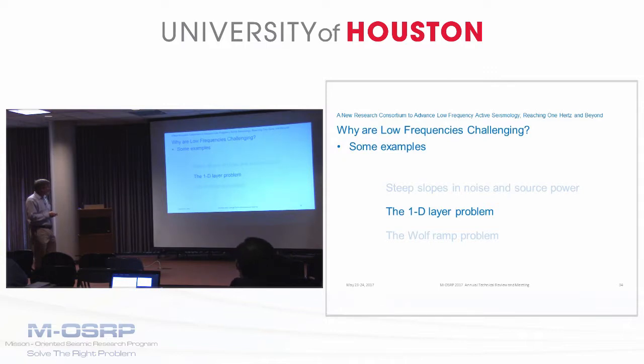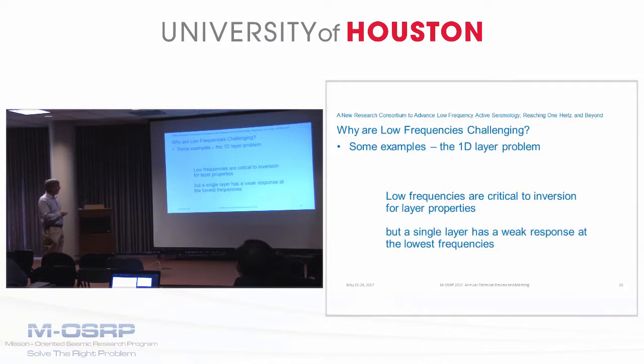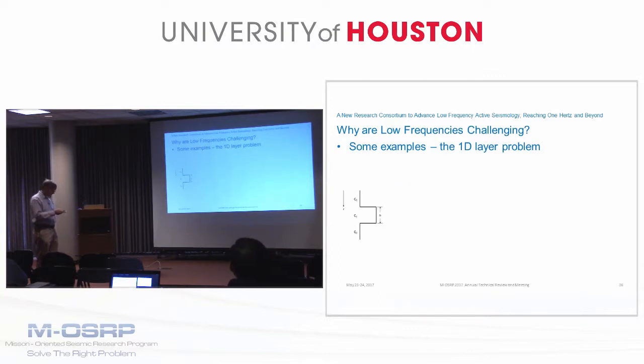Okay, so let me show another example of the response of a 1D layer at low frequencies. One thing that we know is that low frequencies are critical to inversion for layer properties. But what we're going to see here is that a single layer has a weak response at the lowest frequencies. So here's a layer in a medium with velocity c0, the layer having velocity c1 and thickness b. I'm just going to draw that layer in two-way travel time in order to make it easier to relate to our measurement frequencies. And so now the two-way travel time is 2b over c1.